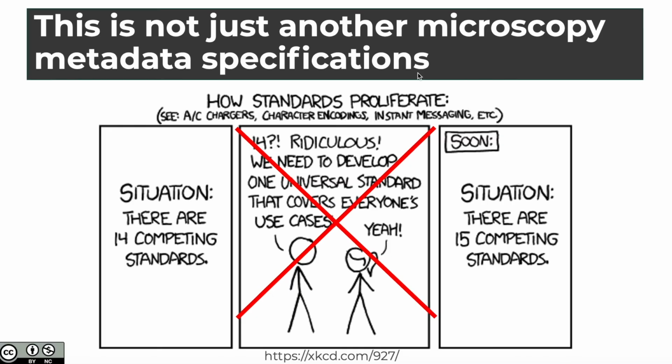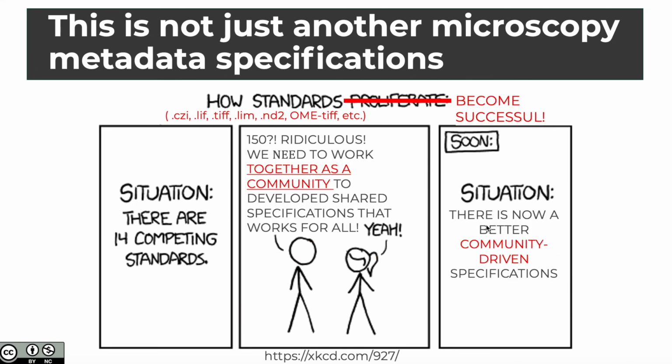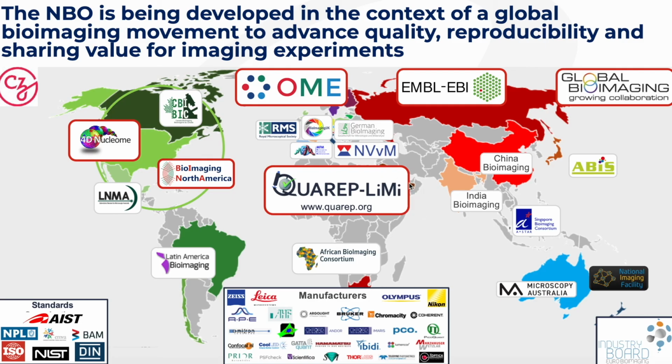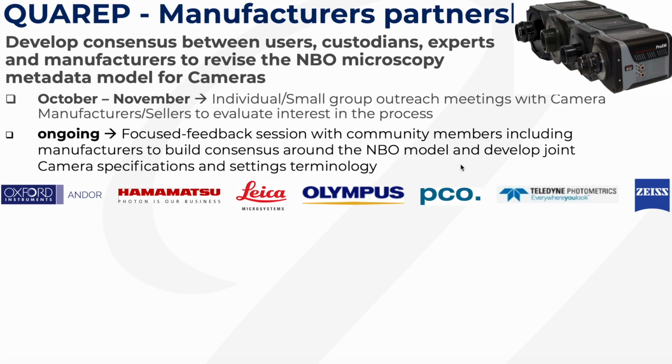Having discussed the practicalities of microscopy metadata specifications, I want to switch gears a little bit and tell you about a more theoretical aspect. So we definitely do not want to be in a situation in which we are producing just another microscopy metadata specification. The reason why we think we are not in this condition is because we're working in a community. In particular, we are working within QUAREP, which is an initiative that brings together imaging scientists with manufacturers of instruments and standards organizations to develop together specifications that meet the needs of the community.